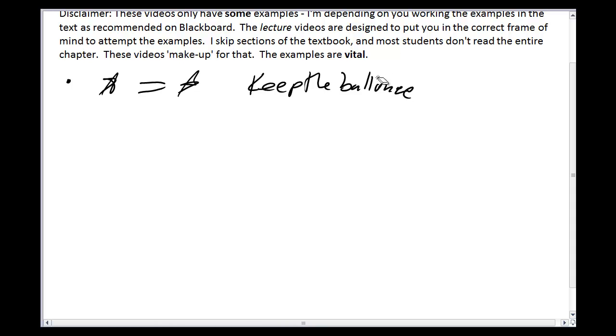There's only one L in balance. I don't know. You have to keep that balance. I think there's two L's. I don't know. I can't spell. I'm a mathematician, people.